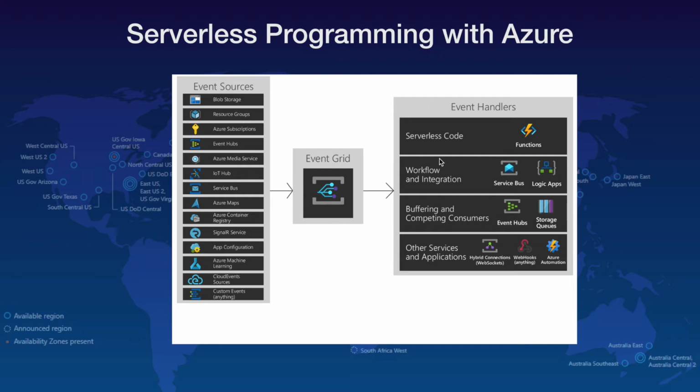As you can see, the handlers are Azure Function, workflow integrations such as Logic Apps, Service Bus, Event Hubs, storage queues, and hybrid connection. Webhook is one of the most important and well-used handlers to handle the Azure events in Event Grid.